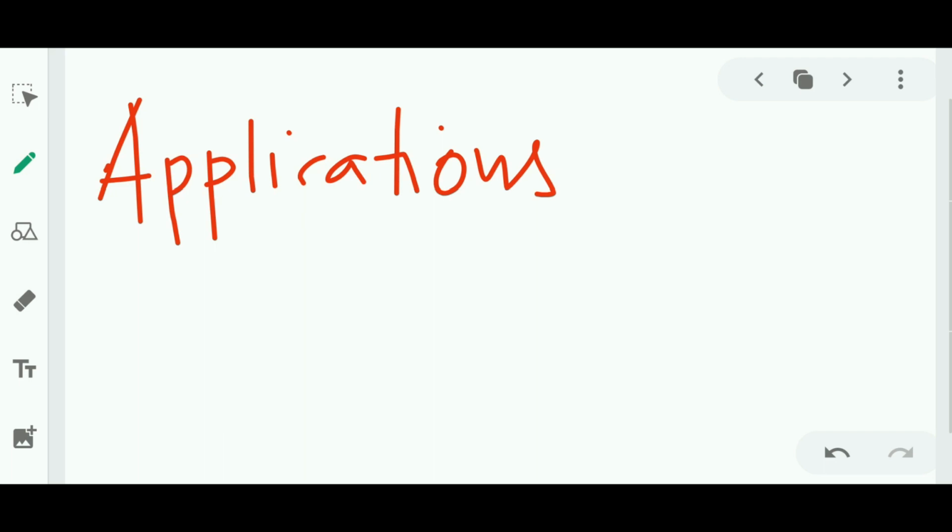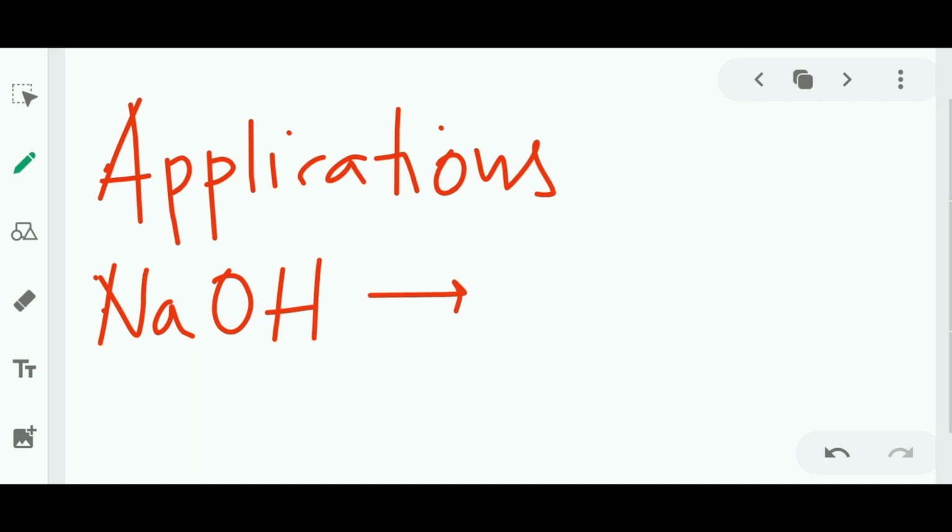So let us consider NaOH first. NaOH is sodium hydroxide. Sodium hydroxide is used in the manufacturing of soap, paper, and artificial silk. It is also very important in the extraction of metallic sodium. In refining petroleum, NaOH is also used, and in the preparation of pure alumina from bauxite, we are using NaOH.